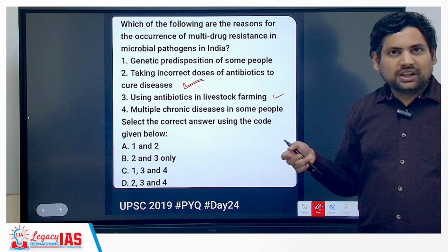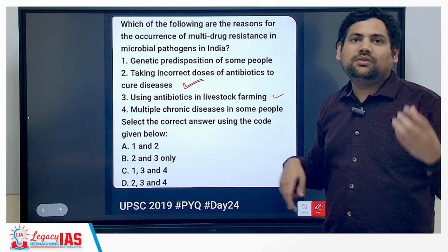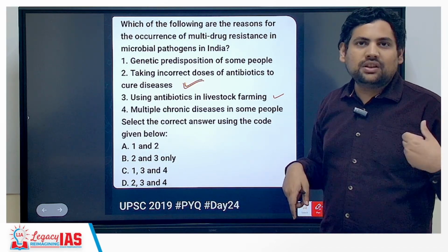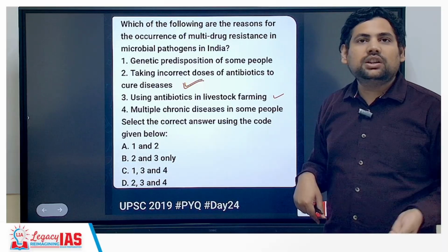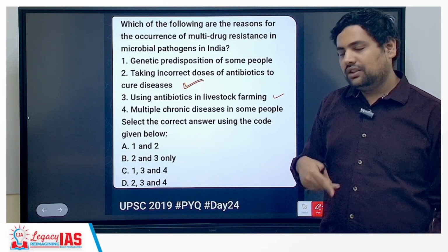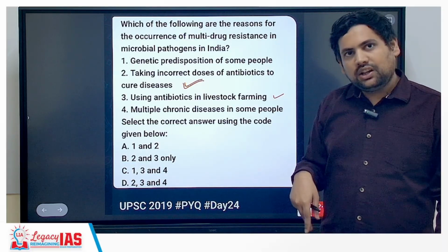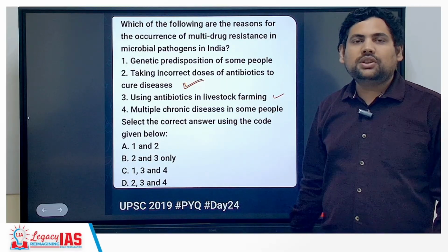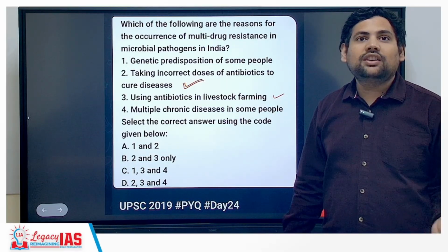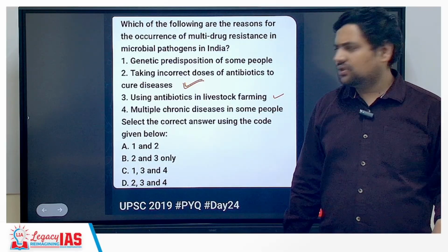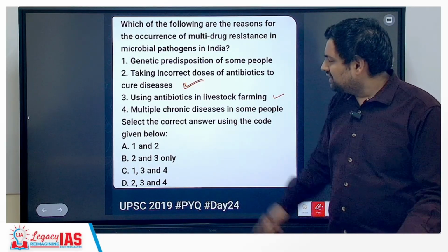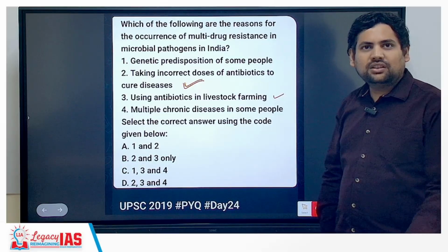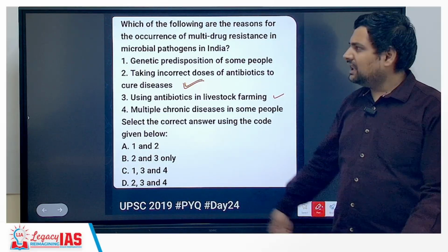Yes, because if the livestock has this, then we consume products from livestock, like we drink milk, we eat meat, correct? Even if we are not using it, the livestock is actually excreting on whatever soil and everywhere, from where you get your vegetarian food also. This is also correct. Now genetic predisposition in some people, will that lead to antibiotic resistance?